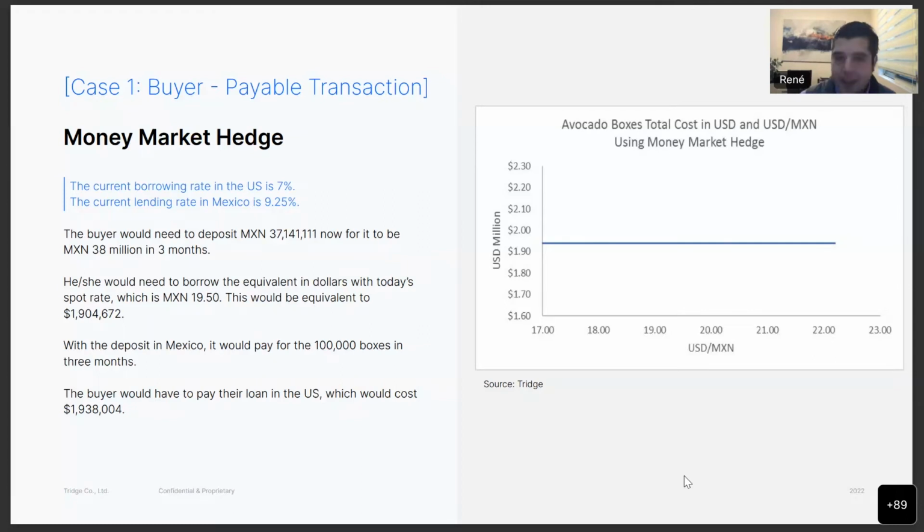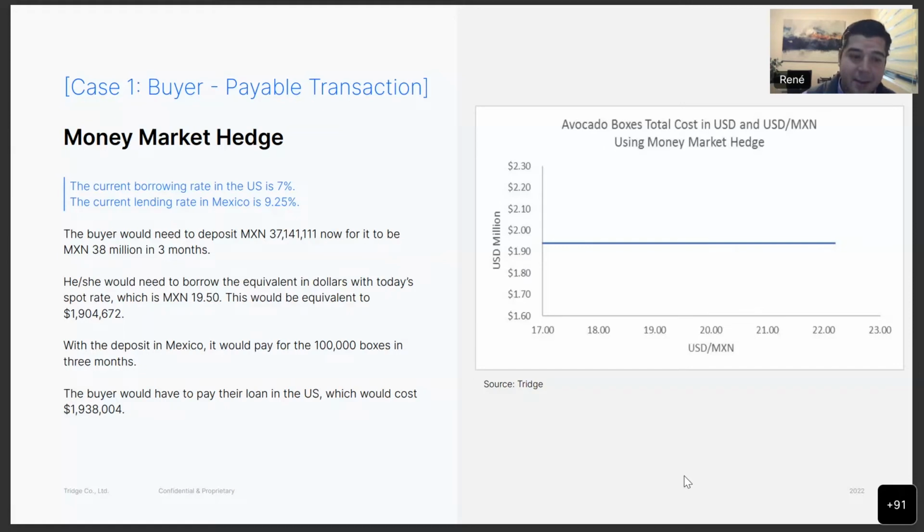So he needs pesos. In order to get 38 million pesos in 3 months, which he needs to pay his seller, our buyer must deposit 37.1 million pesos now in order for them to become 38 million pesos in 3 months. There's a fixed interest rate, so I know beforehand how many pesos I need to deposit now in order for them to become 38 million pesos at an interest rate of 9.25%.